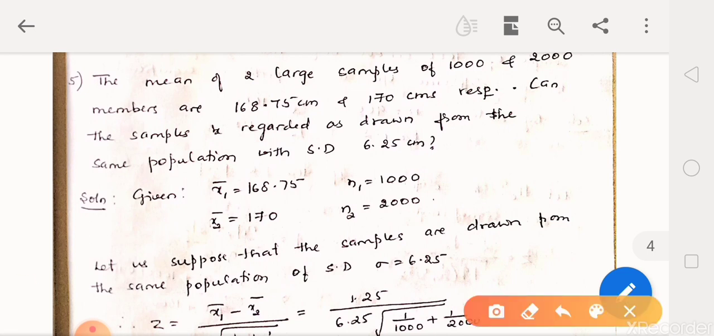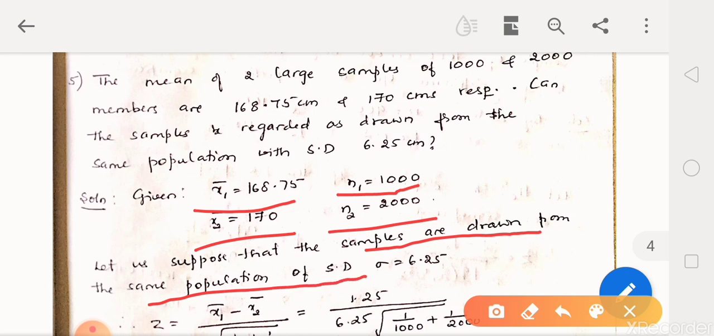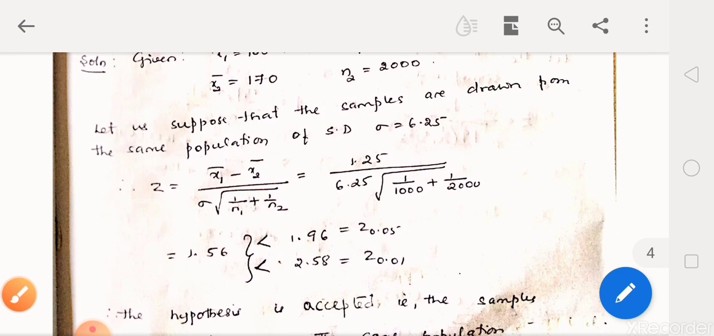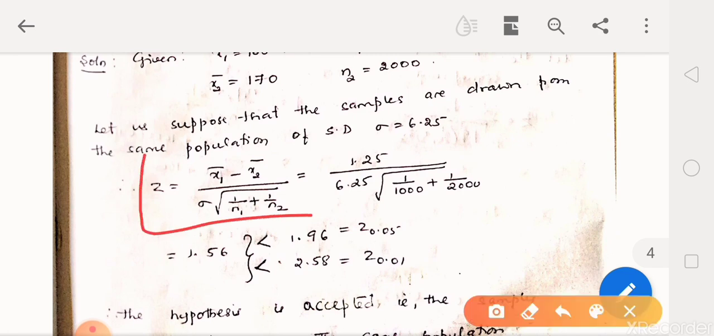In this problem, two samples are given with mean and size. So list them as x1 bar, x2 bar, n1 and n2. We will make the hypothesis that the samples are drawn from the same population with the standard deviation sigma equal to 6.25. We note that here only one standard deviation is given. So, in the formula for z, we will use the expression x1 bar minus x2 bar divided by sigma into square root of 1 by n1 plus 1 by n2.